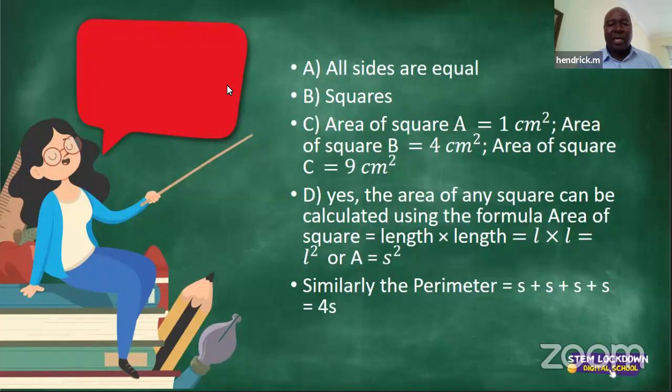So if you say length times length, you get L for length, then that becomes L squared, because L times L is L squared, or S squared, meaning S can stand for a side. L stands for length and S for side. So the length and the side is basically the same thing.